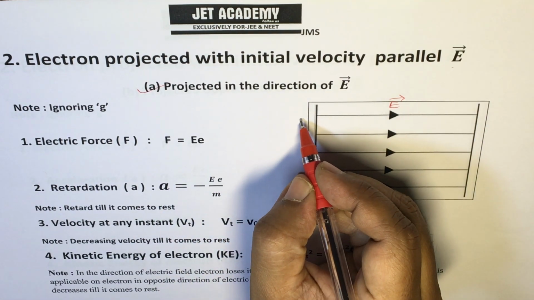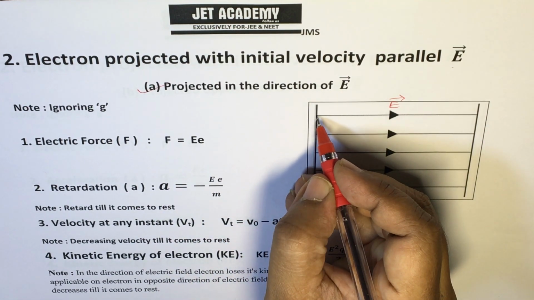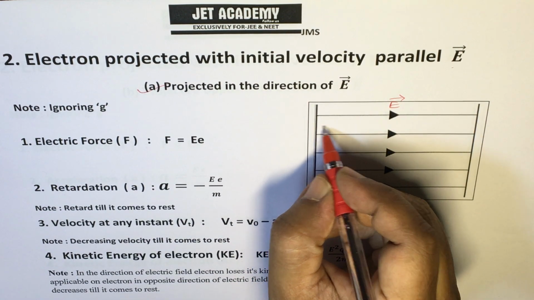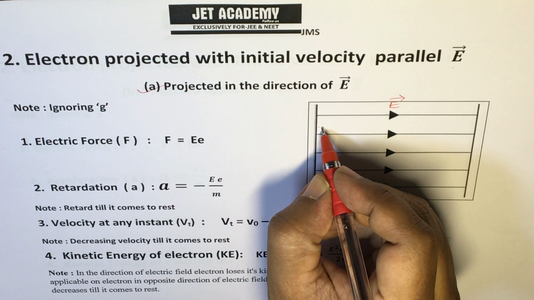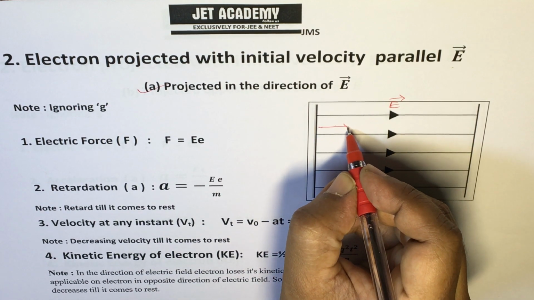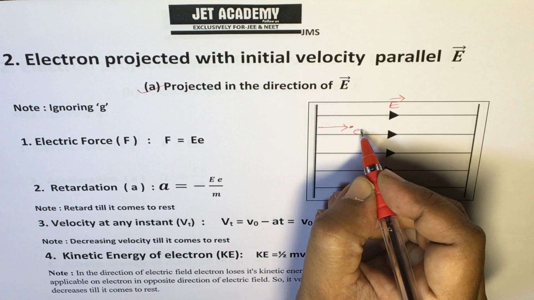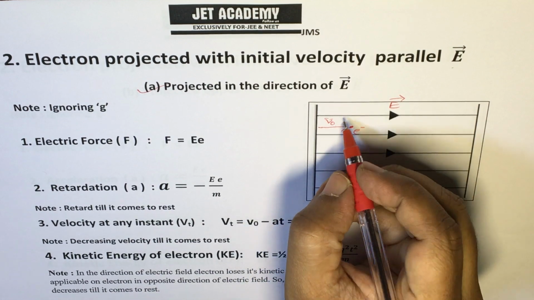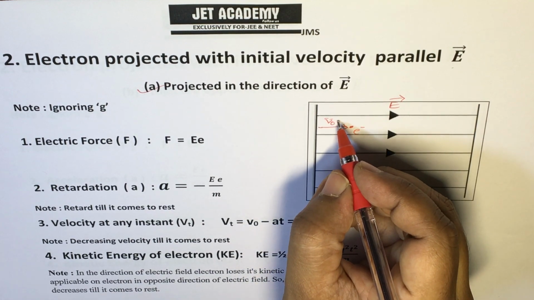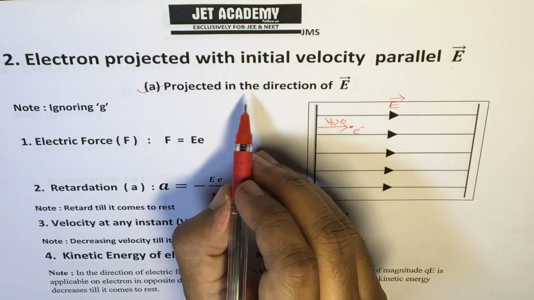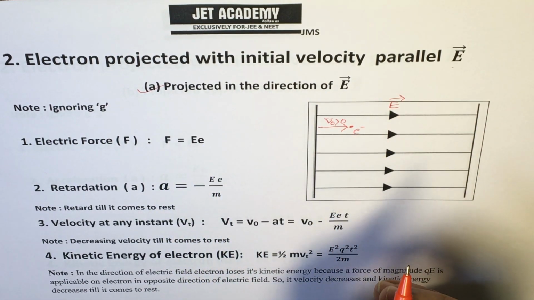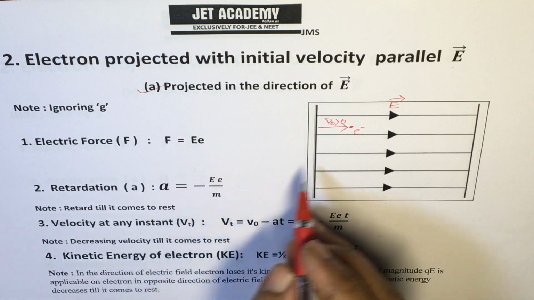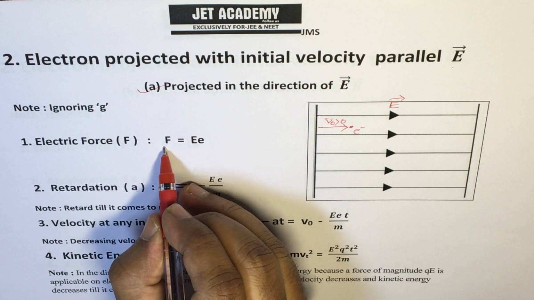Now outside here the electric field is going to be 0. Here this is a border, here the electric field starts. If I inject an electron inside with initial velocity V0, which is greater than 0, in the direction of the electric field. Earlier V0 was 0. Then what is the force? The force is the same, F is equal to eE.